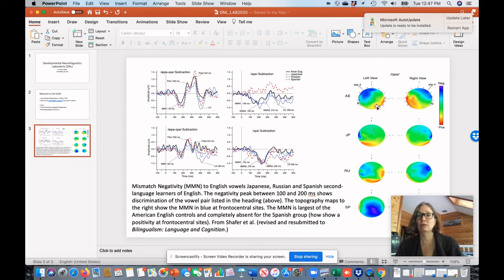And then I'm showing you the topography of the response over here on the right, with the negativity showing the mismatch negativity at frontal central scalp sites, showing discrimination in the American English group. This is a left view and a right view. The Japanese speakers actually showed it. It looks a little smaller here, but that's because it started a little earlier for the American English group. And then the Russian speakers also showed negativity at these frontal central sites. And this is a Spanish group who did not show negativity at these frontal central sites. In fact, they tended to show positivity with negativity at temporal sites.